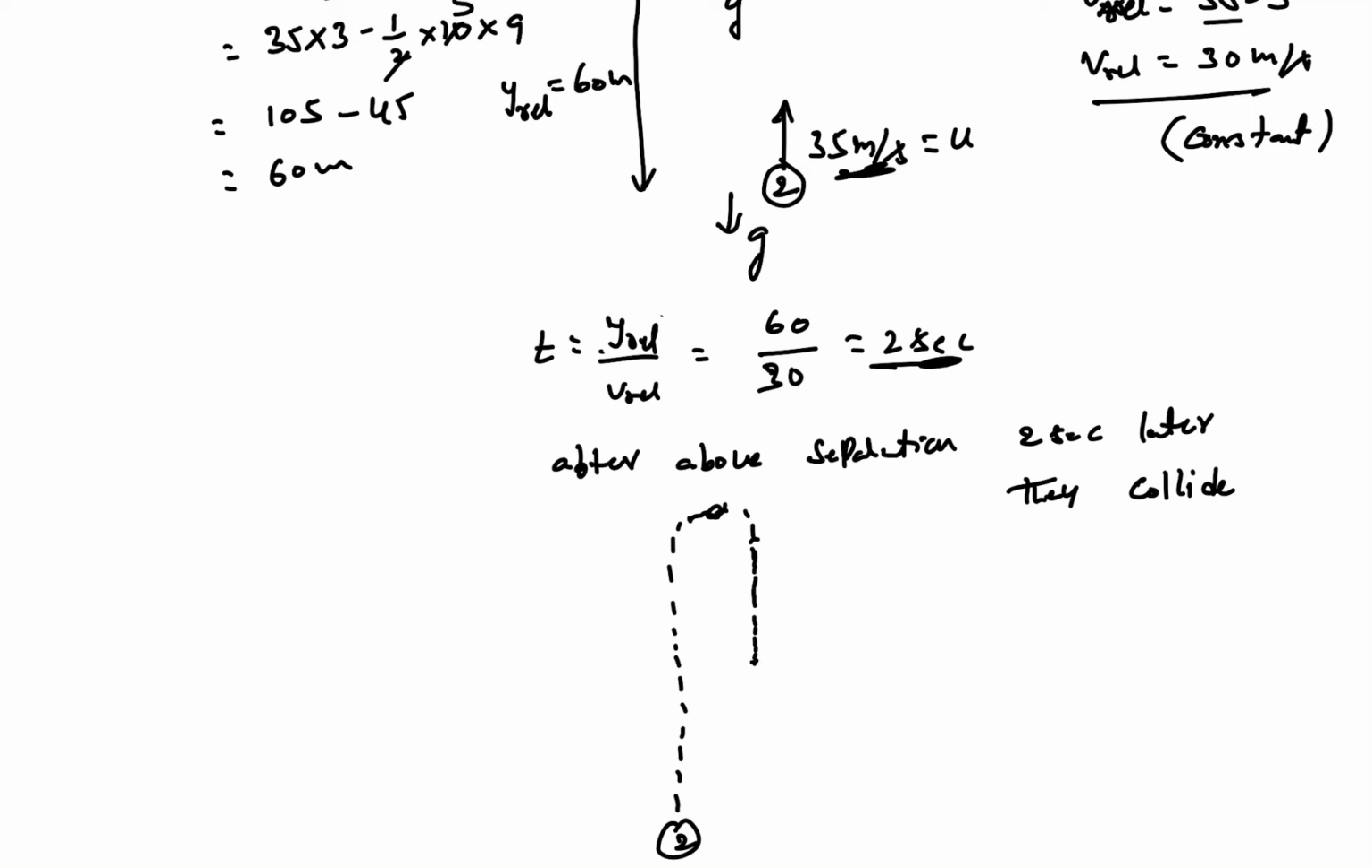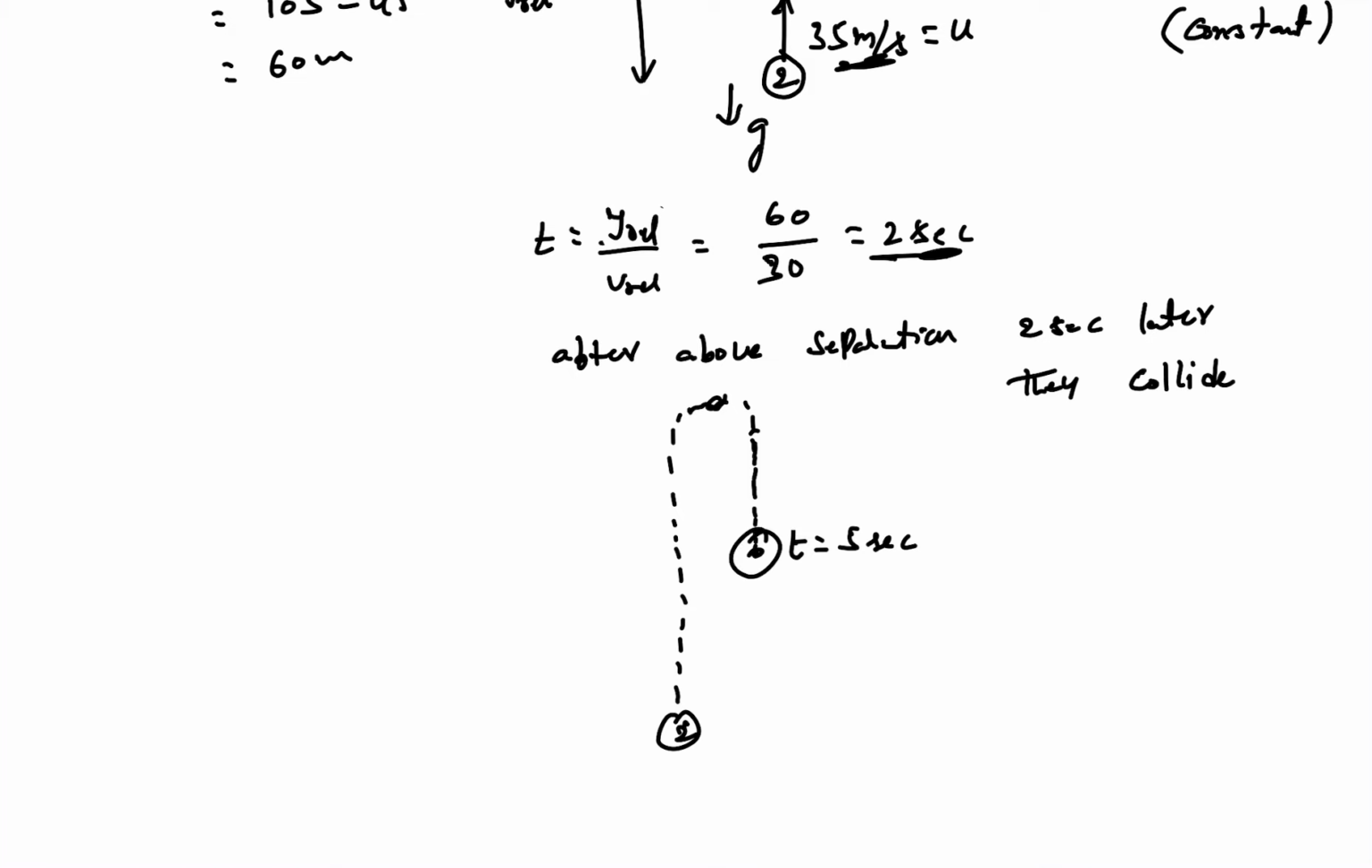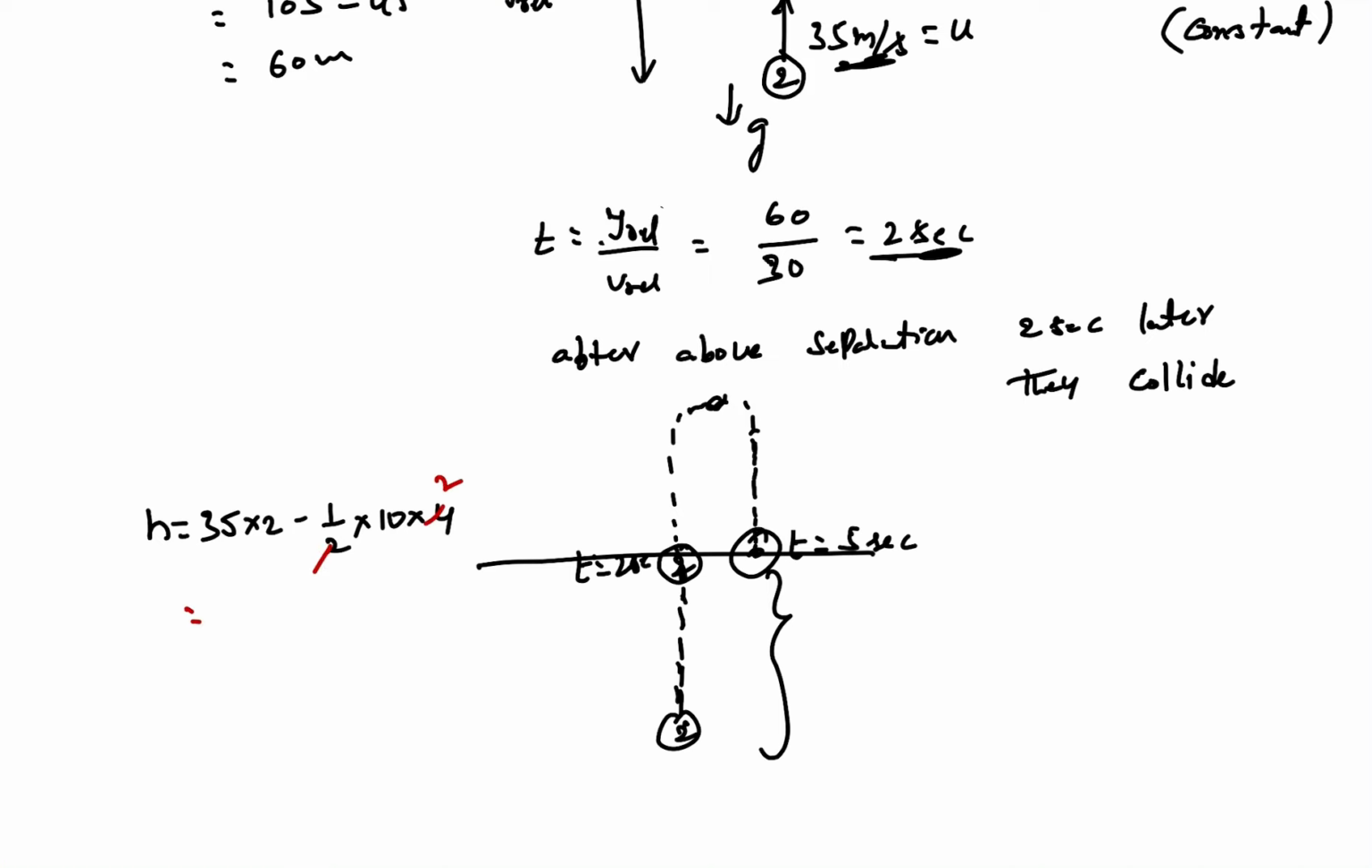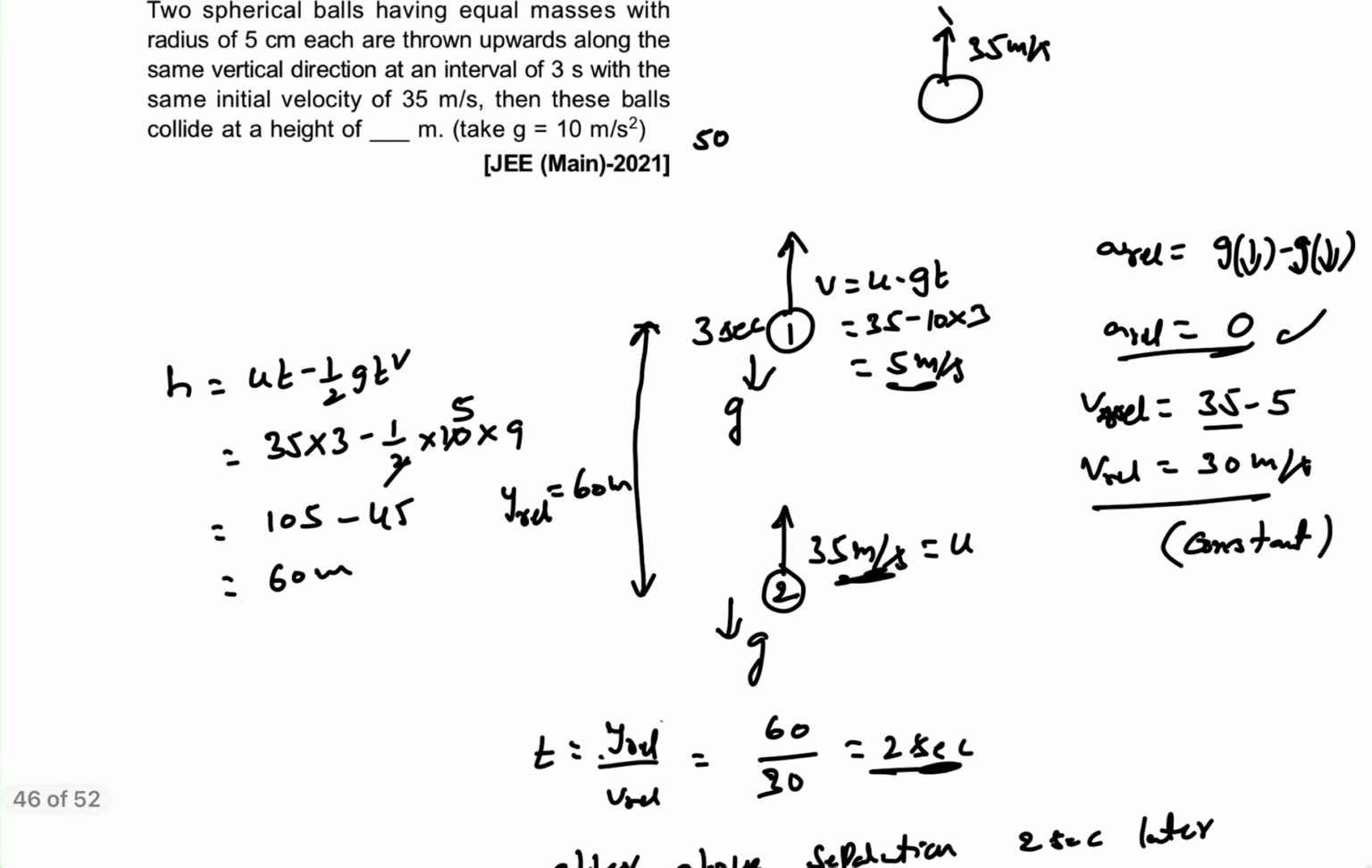Again you can see that t is equal to 2 seconds. This is t is equal to 5 seconds for the first ball, and the second ball is coming to the same height here. This is t is equal to 2 seconds. Now this height we want to calculate. So for 2 seconds h is equal to ut minus half gt square. 35 into 2 minus half into g is 10, t square is 4. You can see 35 into 2 is 70 minus 20. You will get 50 meters as the answer.